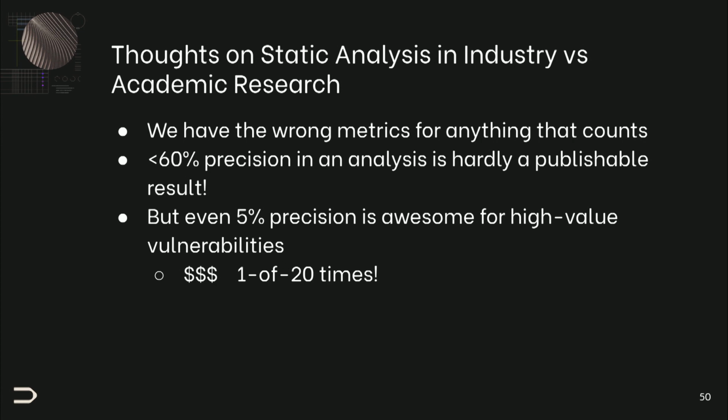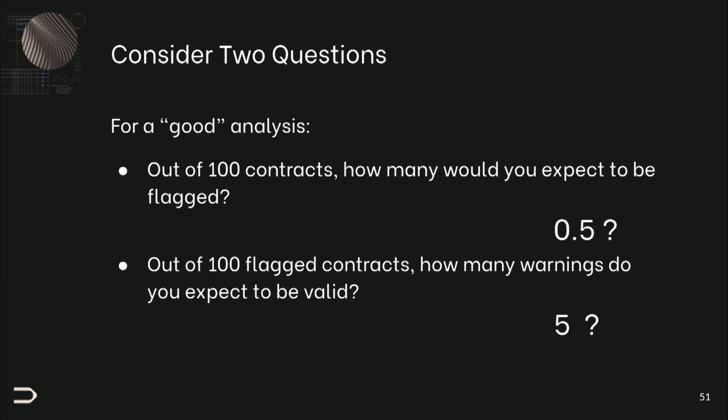For deep, high-value vulnerabilities, even 5% precision is awesome. It means I get 20 warnings to inspect. One out of 20 times, I make a lot of money. So my answers that people find surprising are like this.